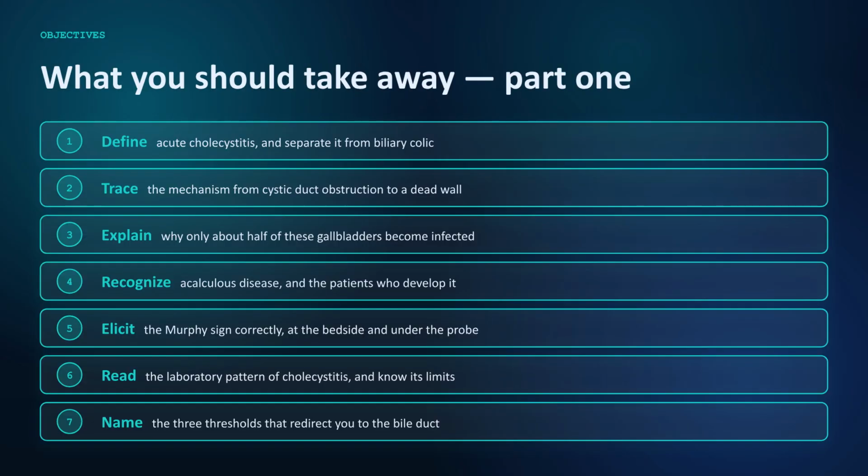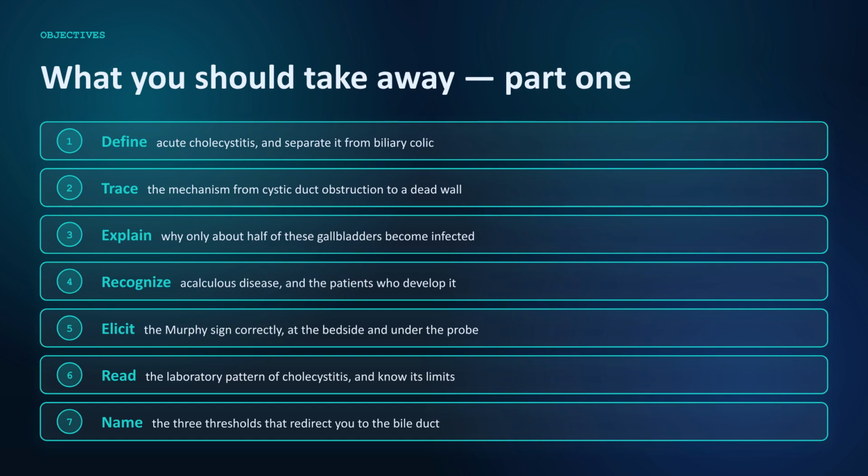Here is what we want you to take away. First, define acute cholecystitis and separate it cleanly from biliary colic. Second, trace the mechanism from a stone in the cystic duct all the way to a dead gallbladder wall. Third, explain why only about half of these gallbladders become infected, and why that changes treatment. Fourth, recognize acalculous cholecystitis and the patients who develop it.